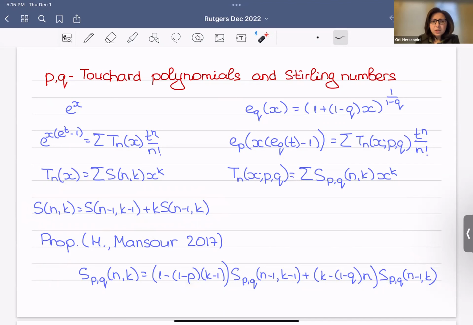But the problem with this recurrence relation is that it has non-combinatorial form. And it's not suitable for enumeration because these two signs, minus here and minus here, prevent this recurrence relation from being properly combinatorial. But still, originally, Stirling numbers had combinatorial interpretations.